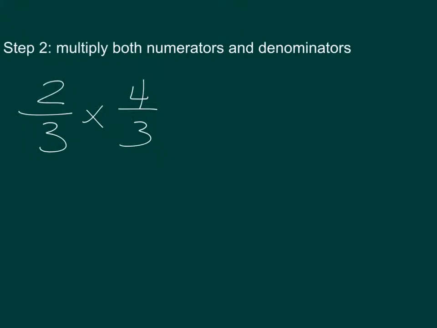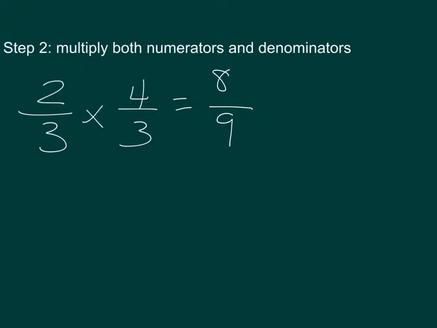Now that we've done the keep, flip, change, or keep, change, flip, we now have a problem that looks like 2/3 times 4/3, and we're just having a standard multiplication problem now. So we just multiply numerator times numerator, denominator times denominator, and we should have our answer. So 2 times 4 is 8, 3 times 3 is 9, and we have our answer.